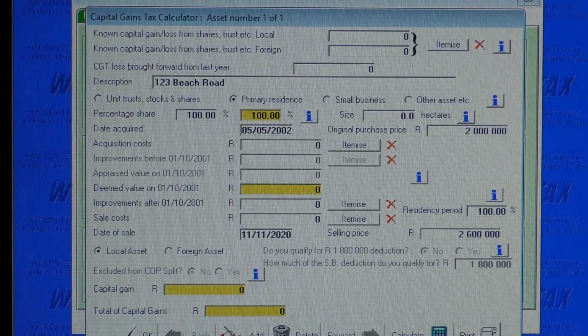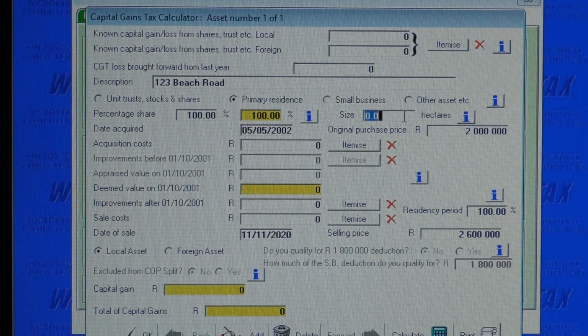Now I've got rid of the partnership completely, and I've changed the purchase price to 2 million and the selling price to 2.6 million. Okay, we have no gain because of the 2 million rand exemption on the profit of a primary residence. The profit is only 600,000, and the 2 million exemption means there's nothing in profit to go for CGT.